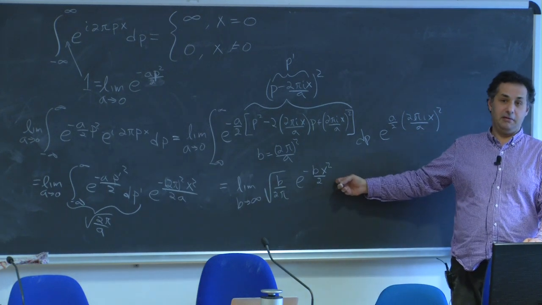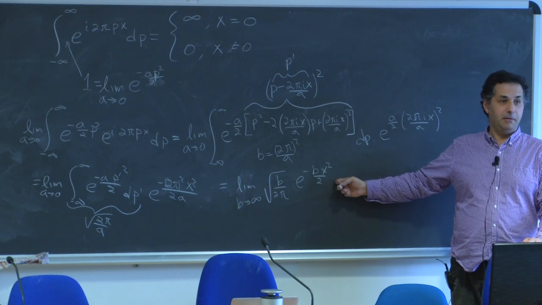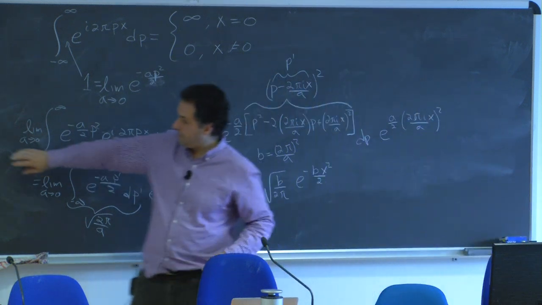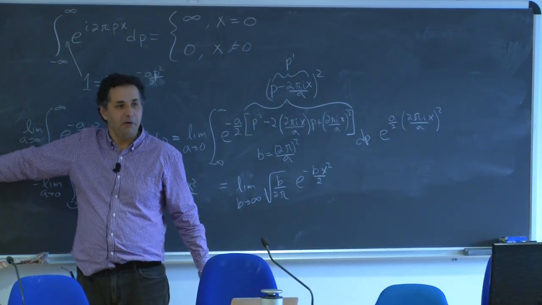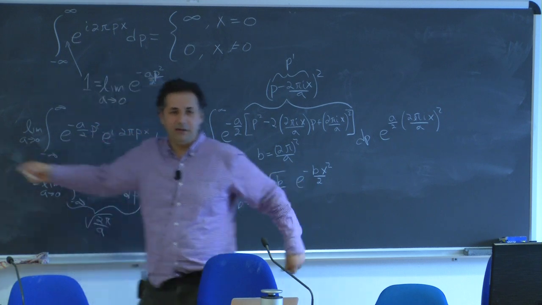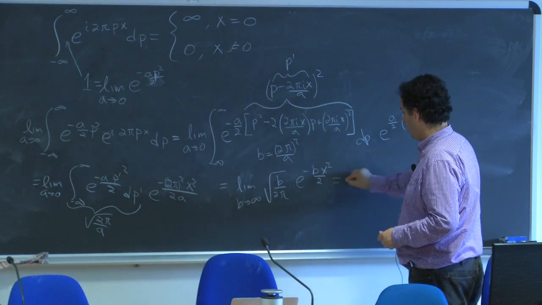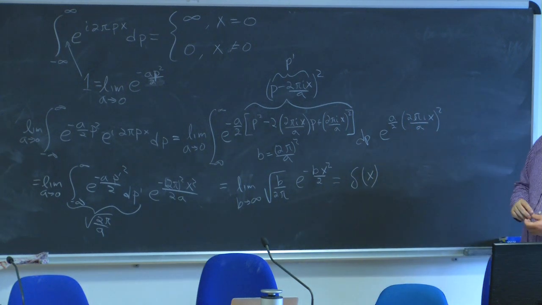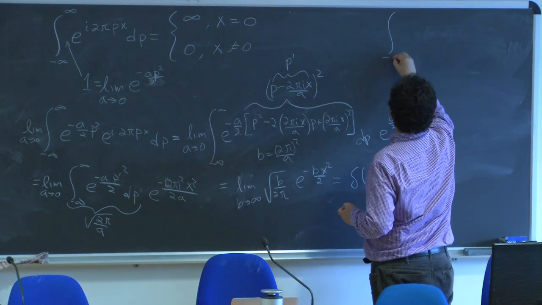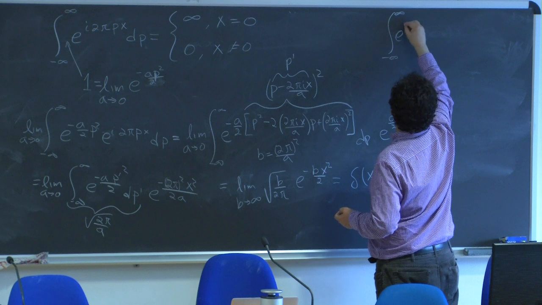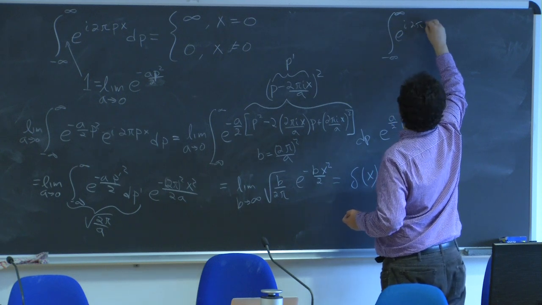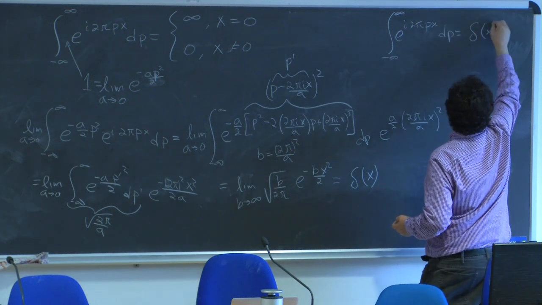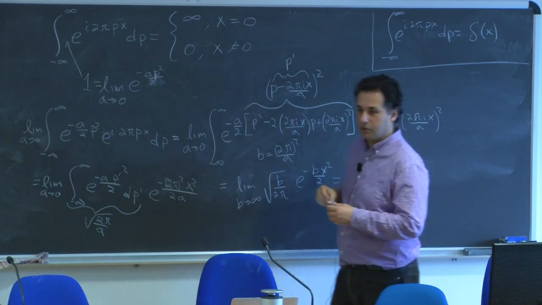And what is this? It's a normalized Gaussian going to zero, which, other than the fact that we're calling it b instead of a, is that thing. This is just delta of x. So we just showed that the integral from minus infinity to infinity of e to the i 2 pi p x dp is delta of x. This is a pretty handy result.